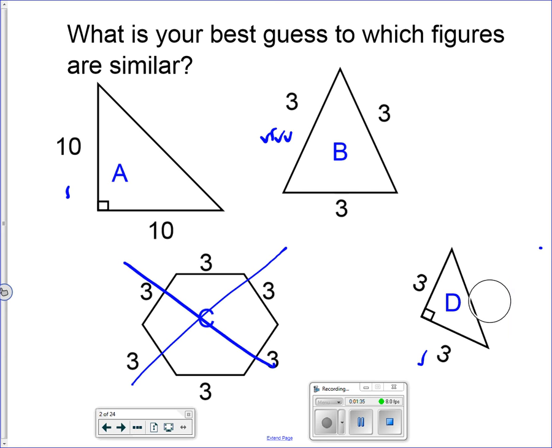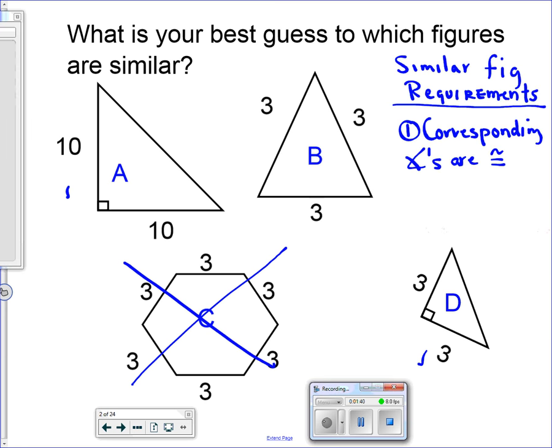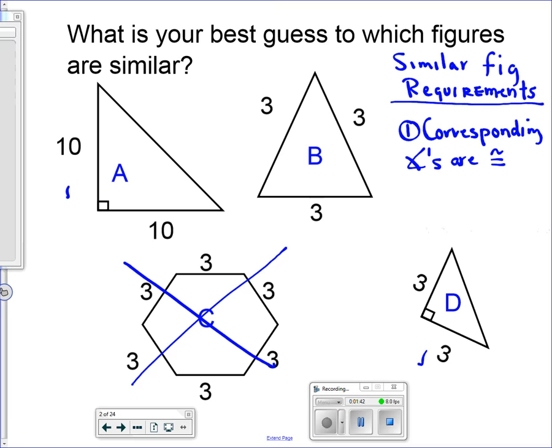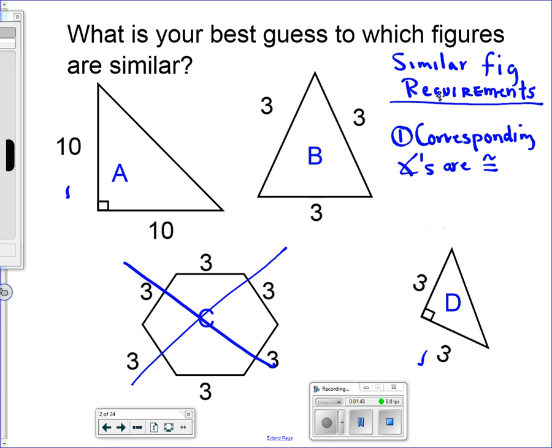Okay, so here are 2 ideas that must be true for figures to be similar. All right, so here are my similar figure requirements. First, the corresponding angles have to be congruent. That means if there's a 90 in this triangle, there has to be a 90 in that triangle to match it, or that one. Okay, so now I see that 90, and I can certainly find this triangle's angles by simply using some logic from previous sections.